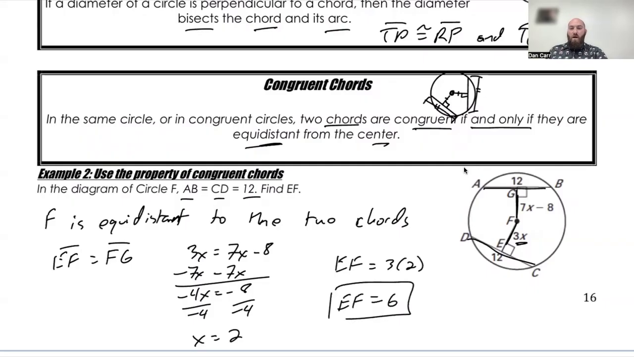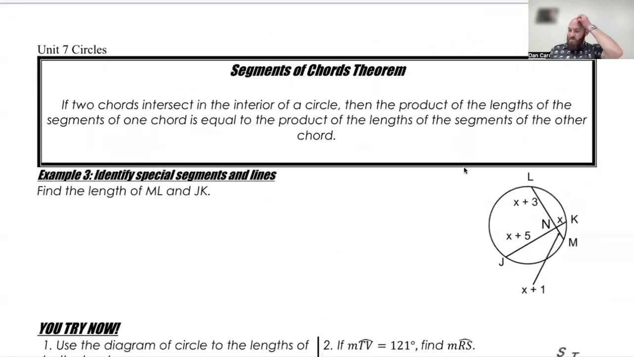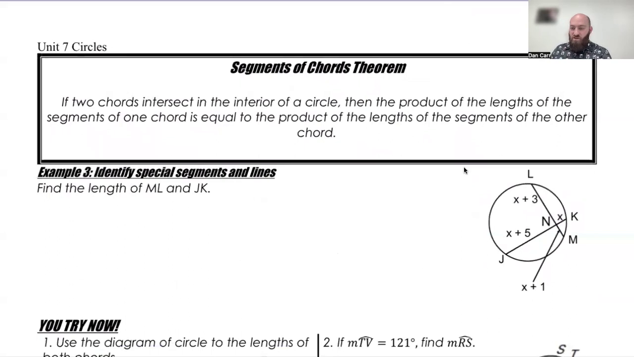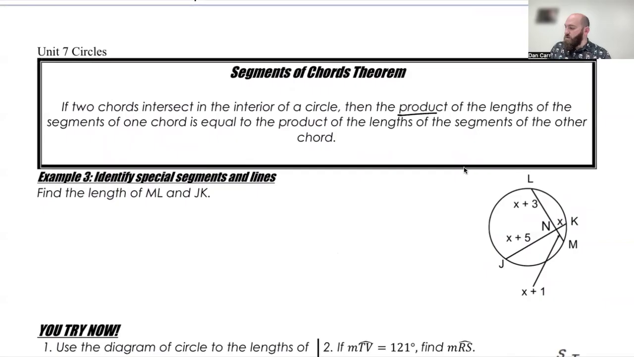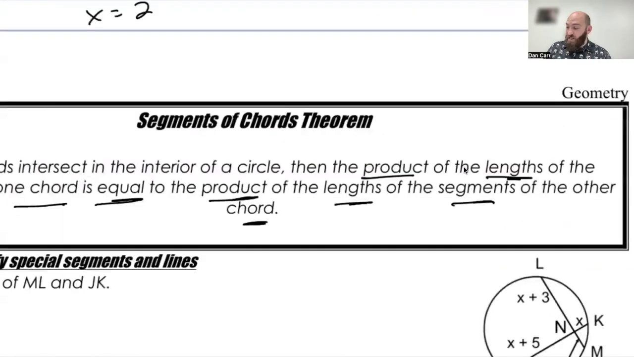Okay. And our last concept: if two chords intersect in the interior of a circle, the product of the lengths of the segments of one chord is equal to the product of the lengths of the segments of the other chord. A lot going on there. So here's what I'm trying to say here.